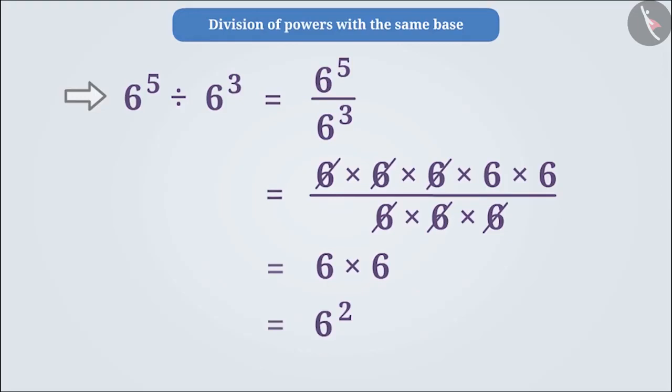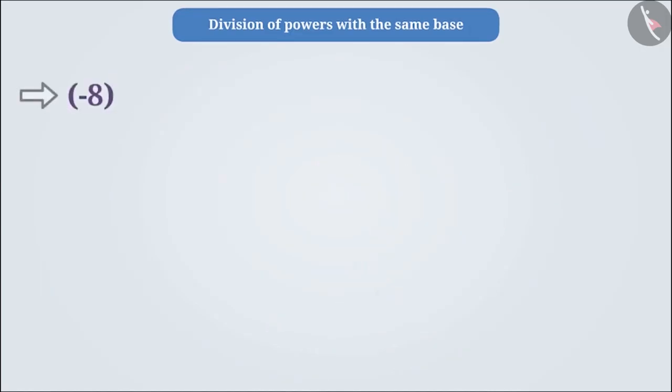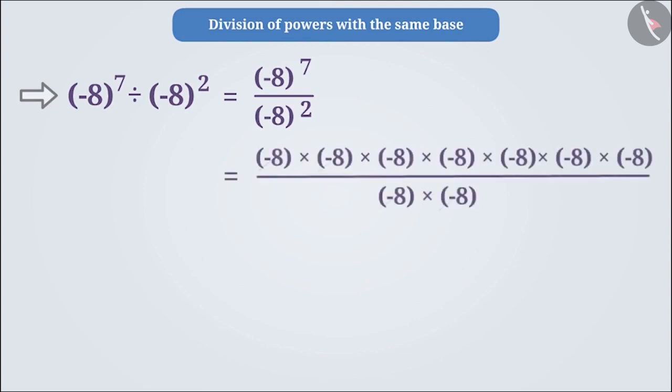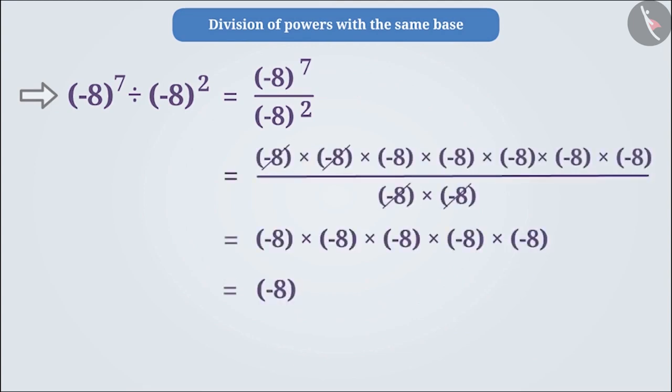If we look at the numbers to be divided and the result, it can be understood that the power of the result is the result of the subtraction of the powers of the numbers to be divided. Let's see another example. We can simplify minus 8 to the power of 7 divided by minus 8 to the power of 2 this way. This gives the result minus 8 to the power of 5.